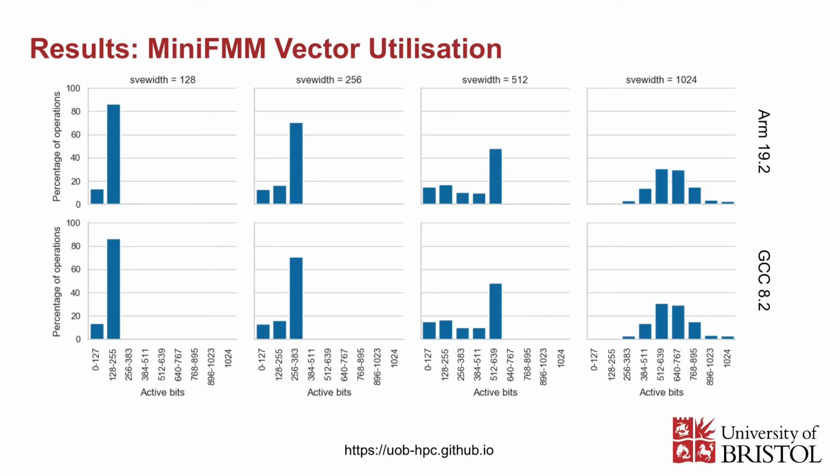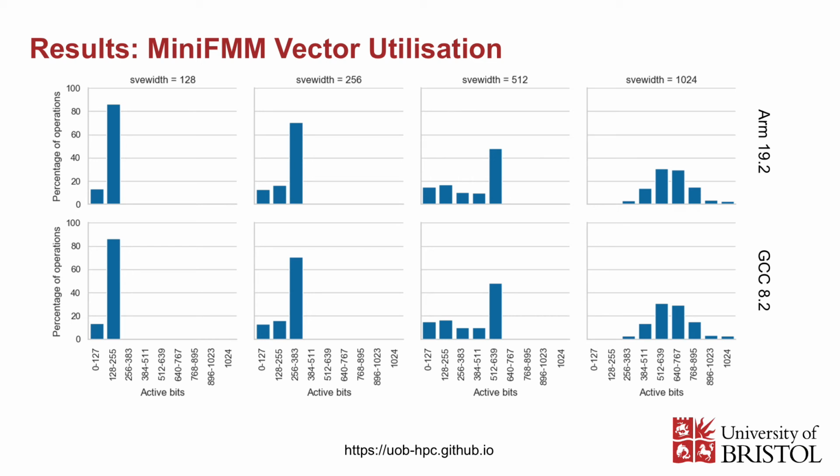This graph shows a histogram of the number of bits active in vector operations, grouped in 128 wide bins. A higher bar means more accesses had a number of bits active that falls in that bin. In each column, the last bar shows the percentage of operations in which all the lanes were active. When the vector registers are 128 bits wide, for example, the only way for an access to have between 128 and 255 bits active is for it to have exactly 128 bits active. Data is not shown for the Cray compiler because MiniFMM's build system does not support Cray.